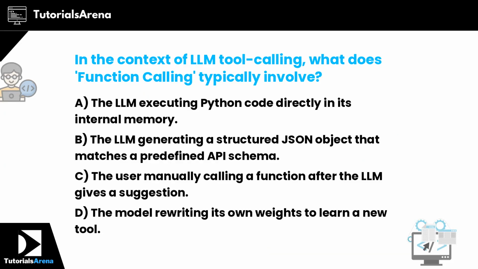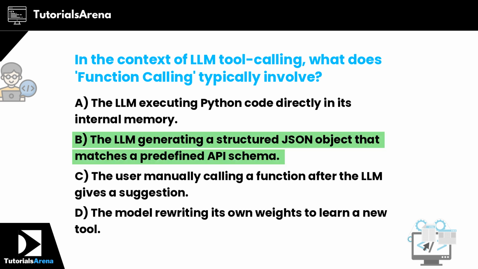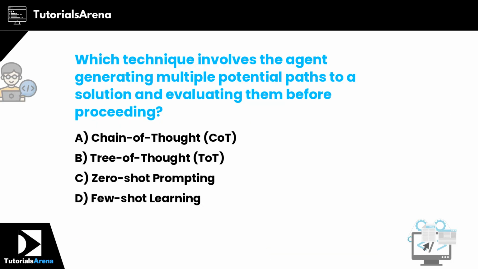In the context of LLM tool calling, what does function calling typically involve? The correct answer is option B. The LLM generating a structured JSON object that matches a predefined API schema. Which technique involves the agent generating multiple potential paths to a solution and evaluating them before proceeding? The correct answer is option B, tree of thought.